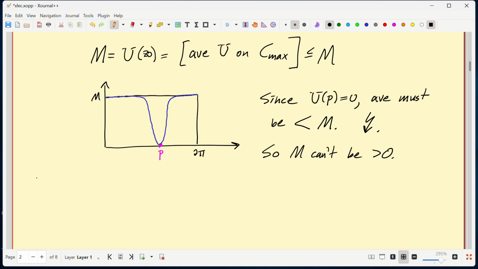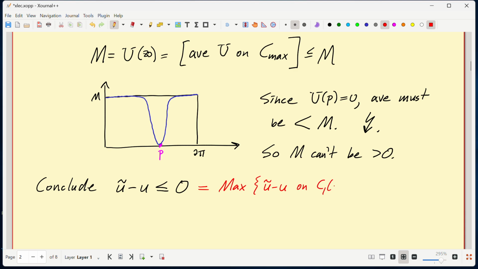Okay, so we conclude that u twiddle minus u is less than or equal to 0, which, by the way, is equal to the max of u twiddle minus u on C1(0). That's the maximum principle. That's why I called it that.